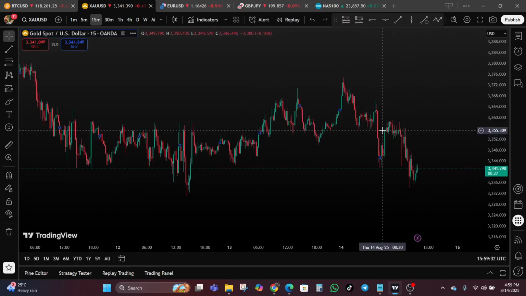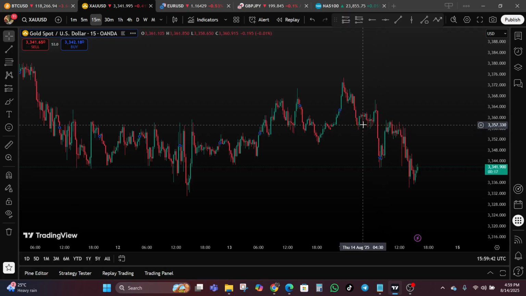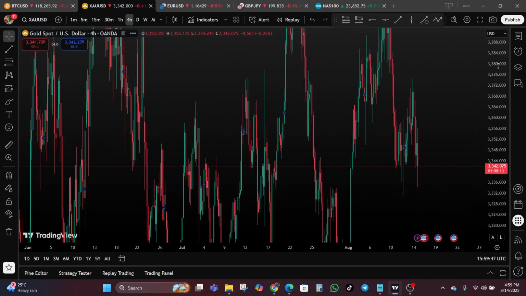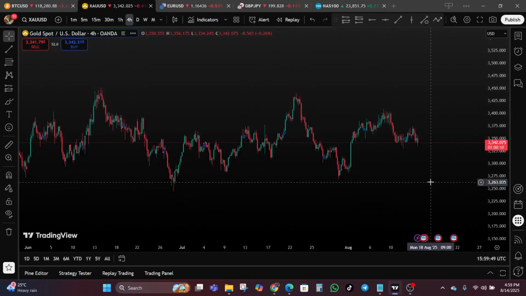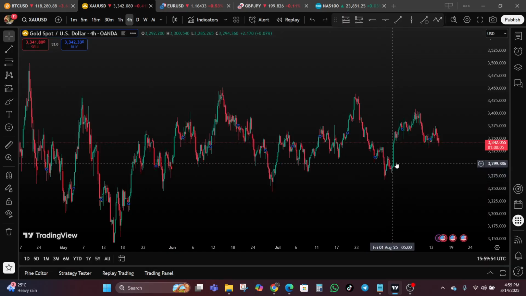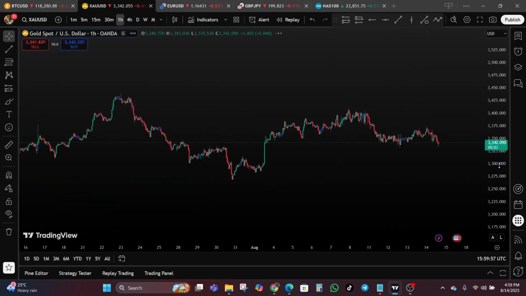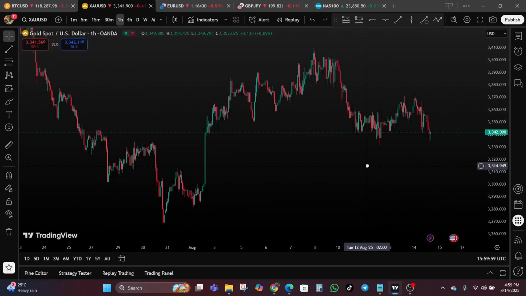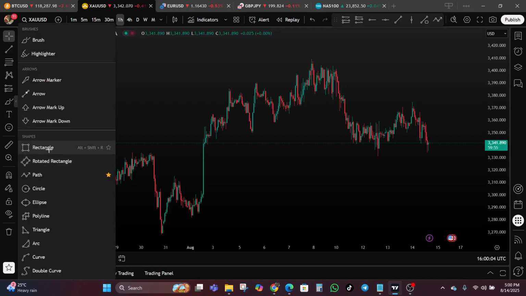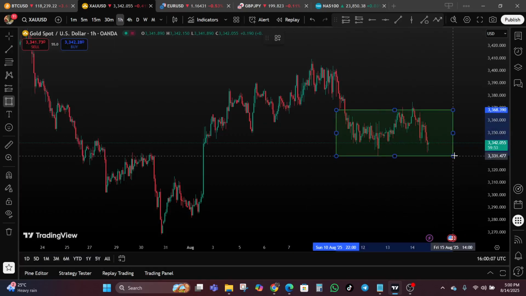Now, the first step in this strategy is market structure analysis. Before you even place any trade, you want to know whether gold is trending up, trending down, or ranging. This involves identifying higher highs and higher lows. Let's just go to the 1 hour time frame. Currently gold seems to be ranging right around this zone.